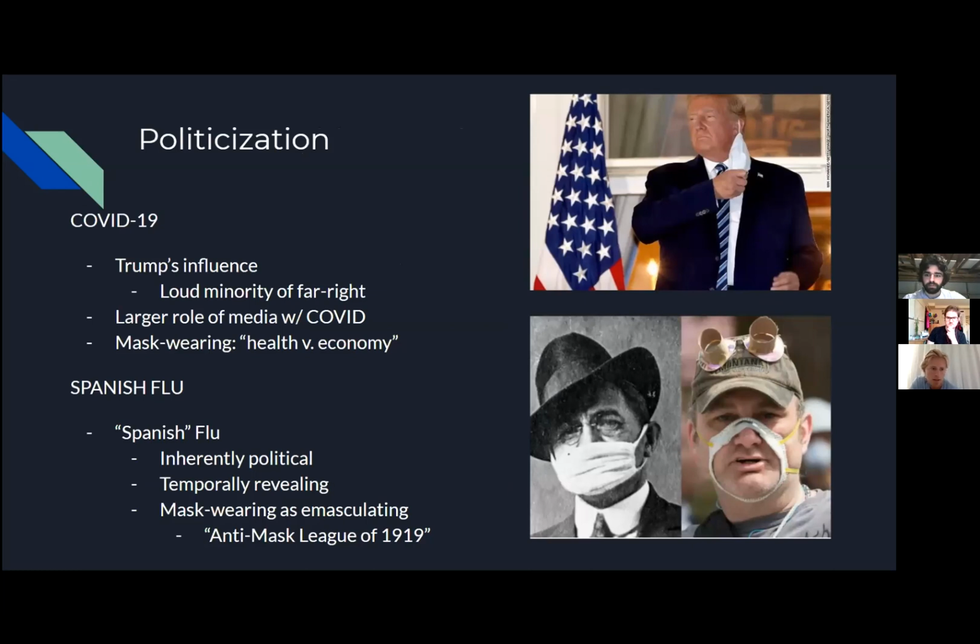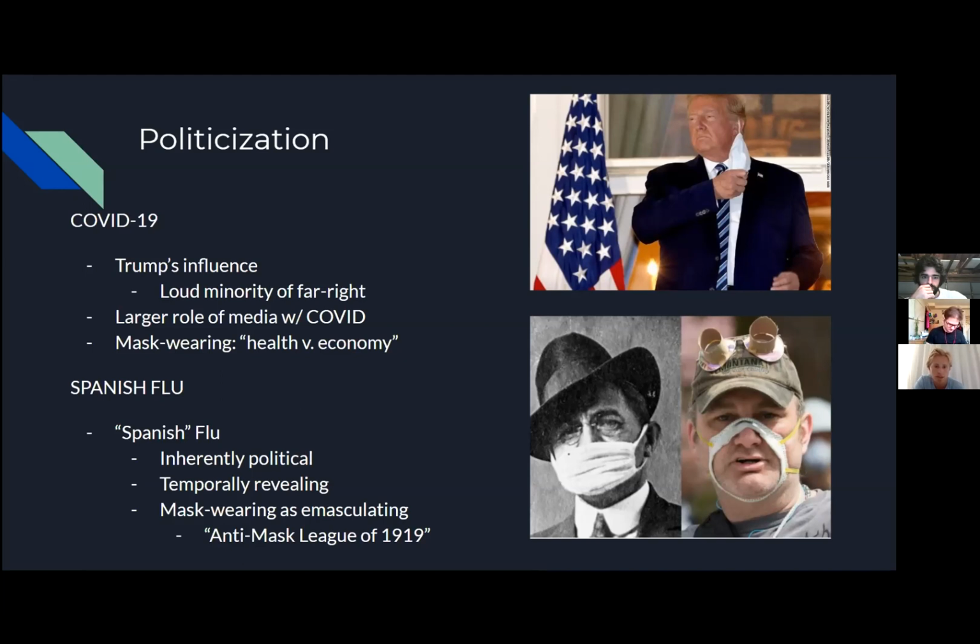Hey, so this next section is mine, and I'm most interested in the social and political ongoings of the two pandemics, how they differed, how they were similar, and the effects therein, and what it could mean, and whether we can learn from the Spanish flu. So obviously, as has been touched on, both pandemics were highly politicized.